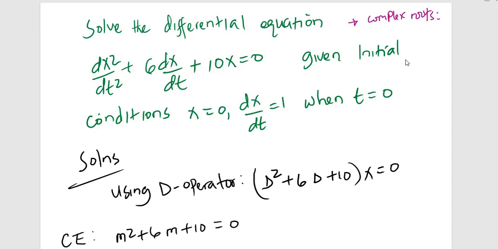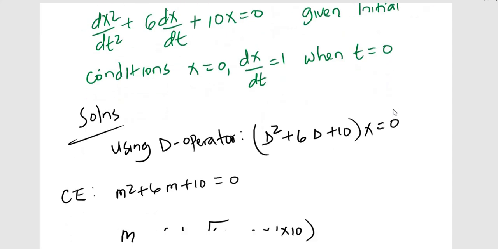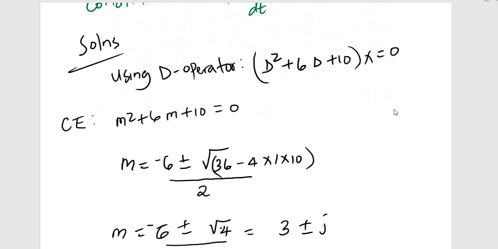Given the boundary conditions or initial conditions, x is equal to 0 and dx/dt is equal to 1 when t is equal to 0. So let us look at the solution. Using the D operator, this differential equation can also be written as (D squared plus 6D plus 10) of x is equal to 0. So the characteristic equation becomes m squared plus 6m plus 10 is equal to 0.